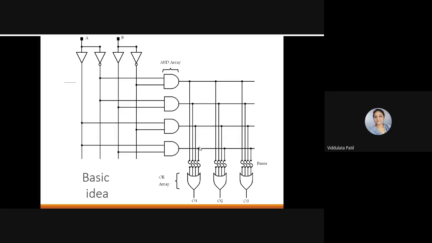So after, when we are programming this device, at that time we are blowing these fuses, and depending on that we are getting a particular output of this AND gate available at the input of OR gate, and then again we are getting the output of that circuitry. So this is the basic idea behind programmable logic devices.